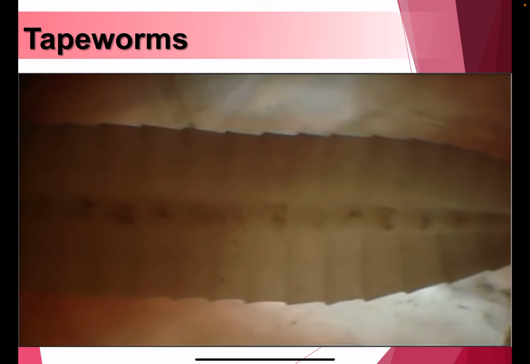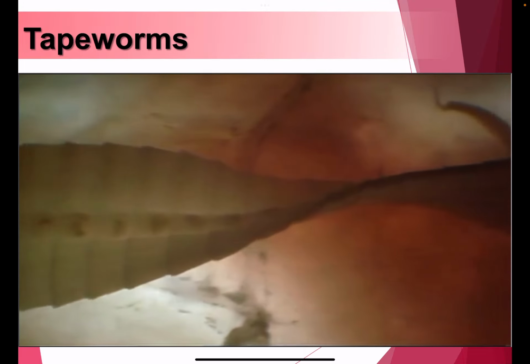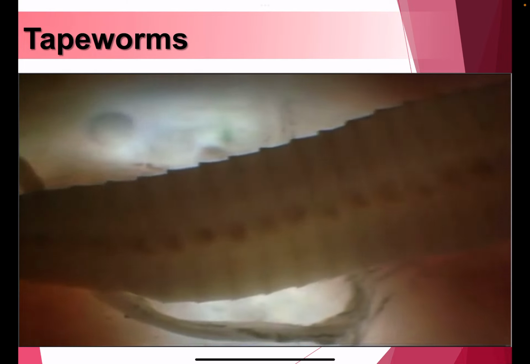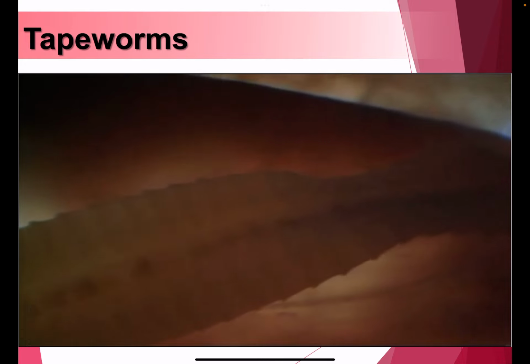Once inside human intestines, a tapeworm can grow to be 60 feet long. They have other adaptations that are equally amazing, but not very pretty.